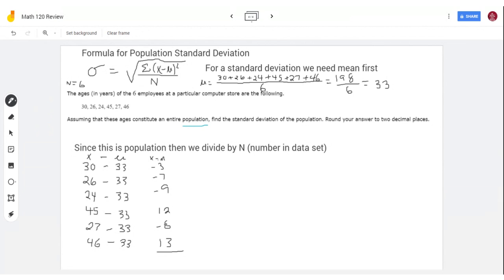Now, if you add up all the negatives, you get 25 negative. And then if you add up the positives, you get 25 positive. So the sum is equal to 0. If they don't, then something's wrong.